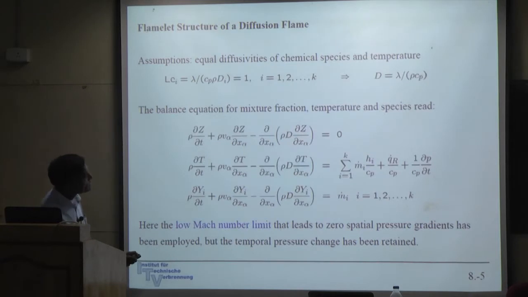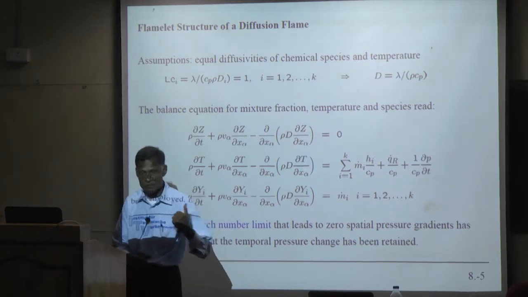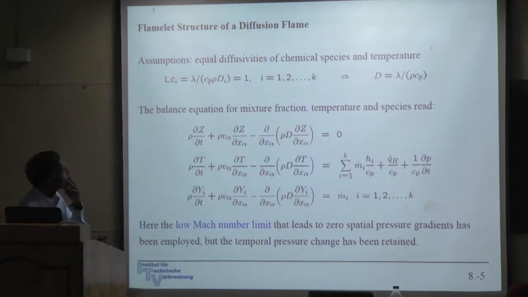To do the extinction, I'm going to switch to the analysis by Peters, because it's a little more general and it's in terms of mixture fraction. In the flamelet formulation of Peters, again he assumes that the Lewis number is 1, and D is that.